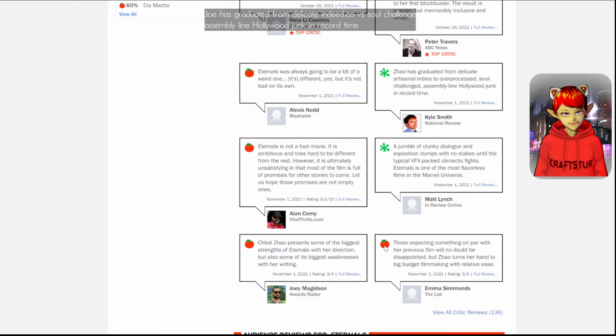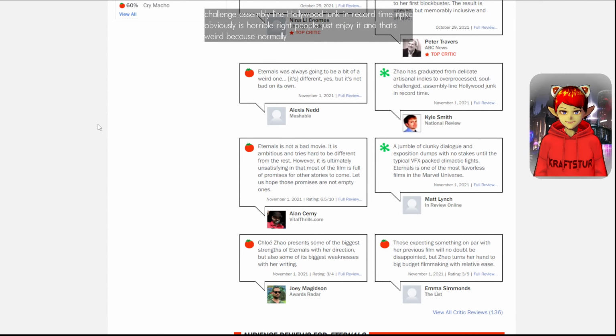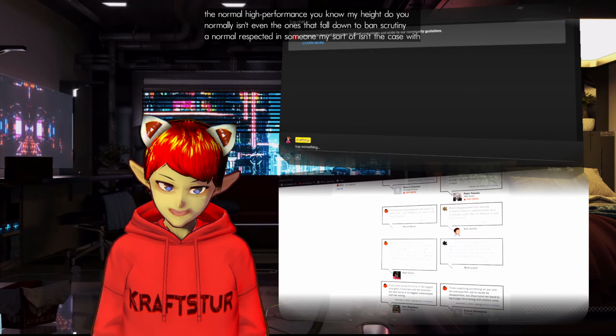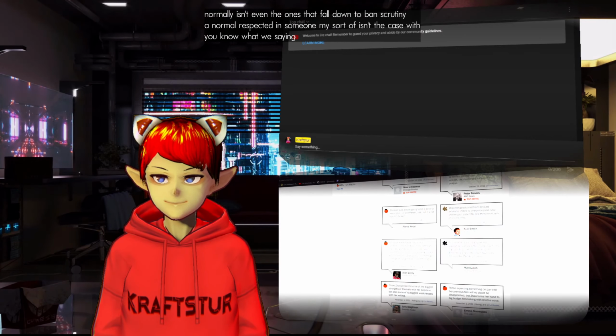And you can see, obviously, it's horrible, right? People just, the critics don't enjoy it. And that's weird because normally, places like IMDb, Rotten Tomatoes, the critics normally go for Marvel films. They're normally high-performing. They're normally hyped up. They're normally respected in some way. Even the ones that fall down to fan scrutiny are normally respected in some way. And this sort of isn't the case with what we're seeing with Eternals.